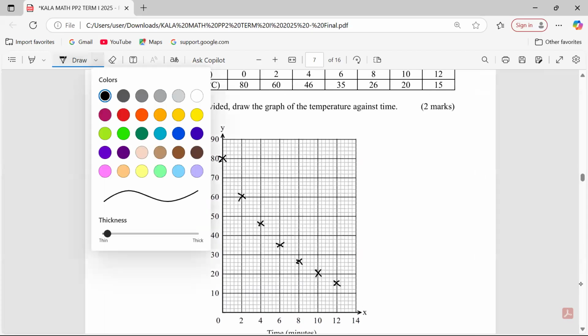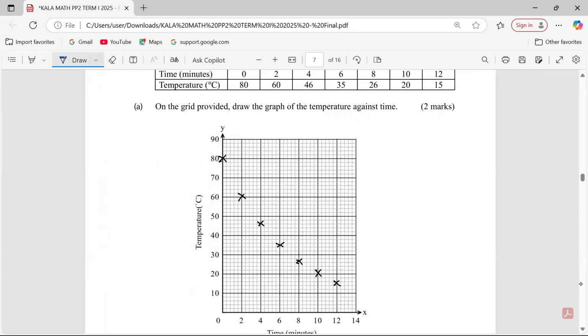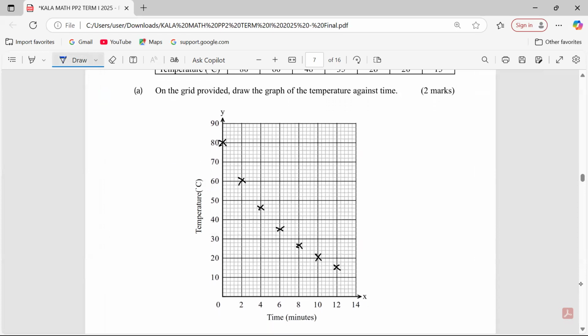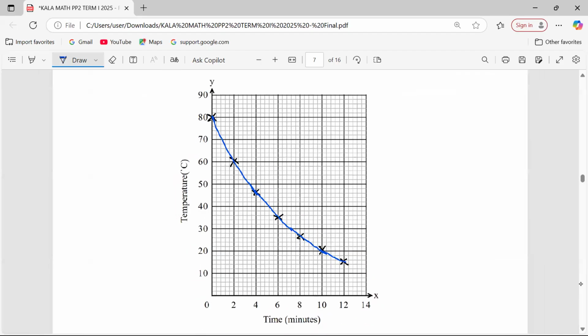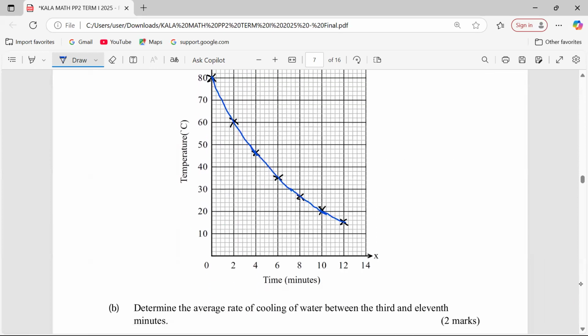There. So we can now draw the curve. As you can see, it's not a straight line, it's a curve. So we have to join the curve using a very smooth curve. We draw the graph. This is now the smooth curve that the examiner needed to see. That is the smooth curve, very smooth.